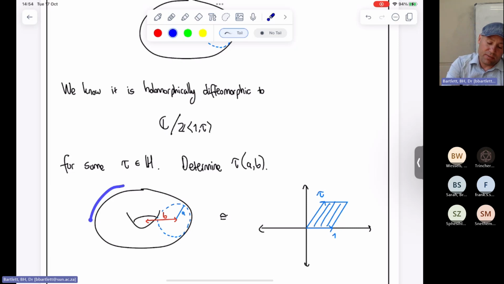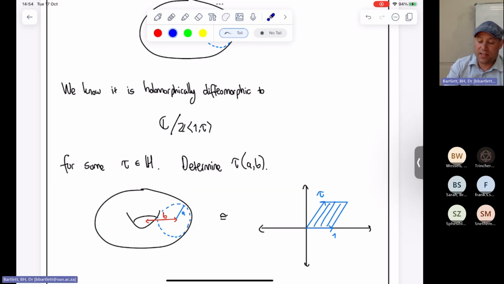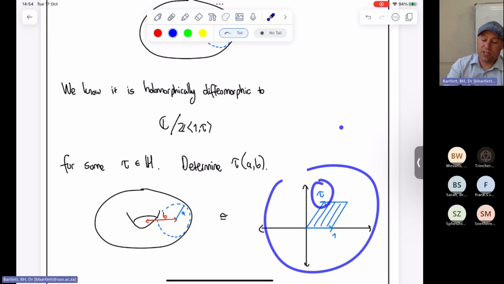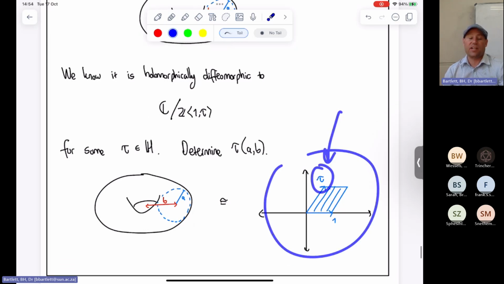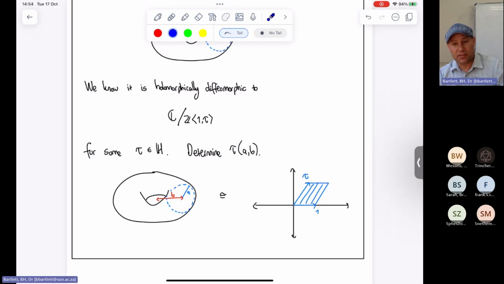And I know from abstract principles that this complex manifold, which I've just defined above, must be holomorphically diffeomorphic to one of these guys for some tau. And the question is, determine tau as an explicit function of those radii A and B. It's a puzzle for you, please. Yeah, a puzzle for me as well.